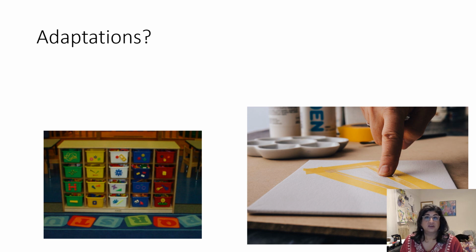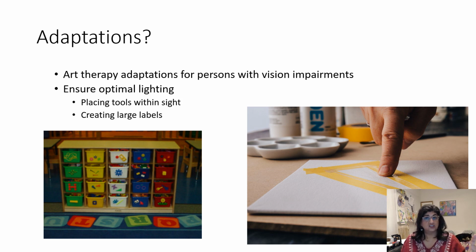You might also be wondering what adaptations we might make if somebody does have some visual impairments. One thing you can do is label things with things that people can touch so that they can feel differences between what they're touching. Using painter's tape creates edges and people can feel that. Placing tools within sight or telling people this is on your right side can help people with visual impairments create art.